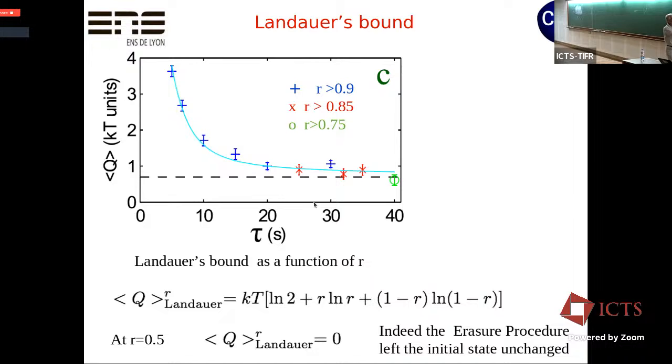That is, the uncertainty at the very beginning was 0.5, because you have 50% probability of being on the right or on the left. If you have at the end of the protocol the same uncertainty, of course, the work that you need is 0. And this is what the equality tells you, and it also explains why, if you reduce the success rate, you can go below the Landauer bound.